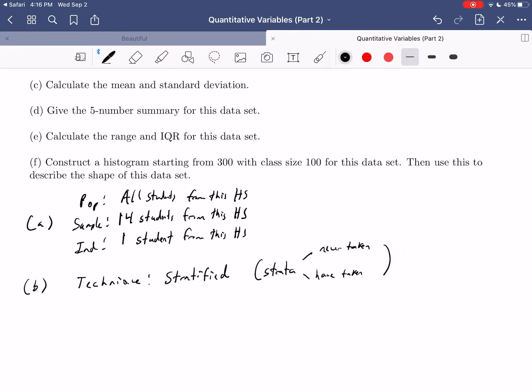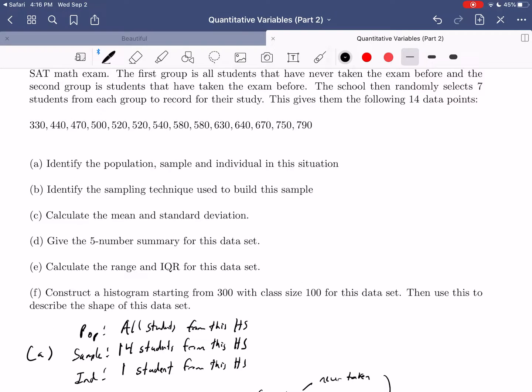All right, let's calculate the mean and standard deviation. So again, this is a sample, so we'll be doing X bar and S. If you have your calculator, you can sort of follow along as we type this stuff in. So stat and edit, we can clear out everything from the previous example. So we can go up to where it says L1 and put your cursor on there and then hit clear and enter. Then start typing this stuff in: 330, 440, 470, 500, 520, 520 again, 540, 580, 580, 630, 640, 670, 750, and 790.